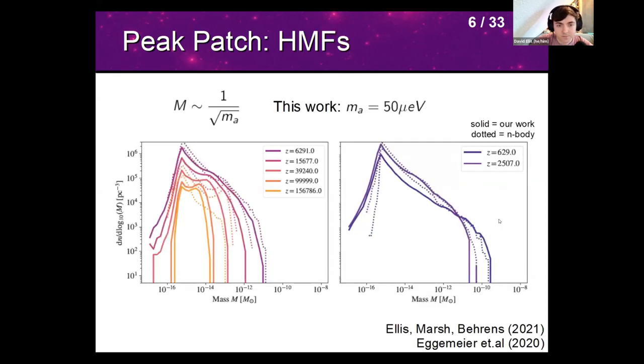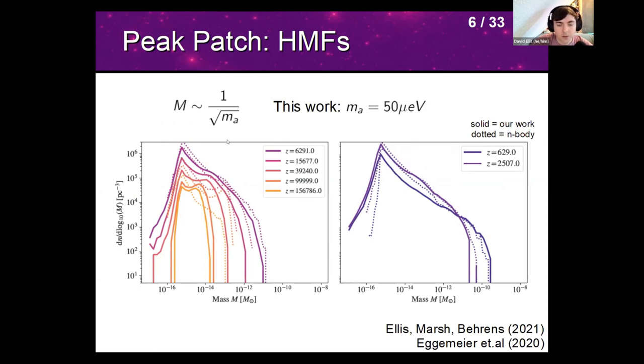And so we've done this on these axion minicluster initial conditions, and we can calculate the halo mass functions for these. Here we have some of our results. The solid lines are our results using peak patch. The dashed lines are N-body results on the same data produced by Benedikt Eggemeier et al. And this is, like I say, on the exact same initial conditions.